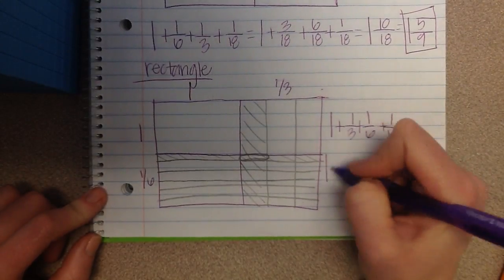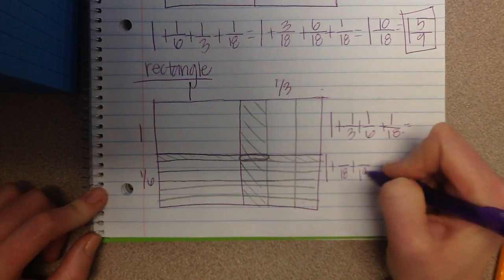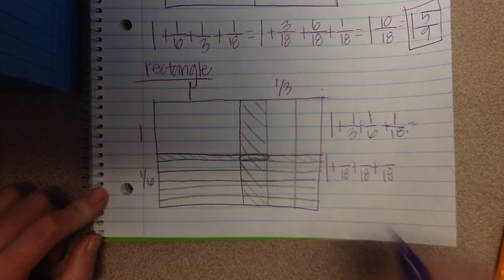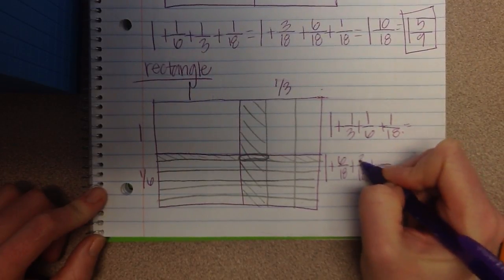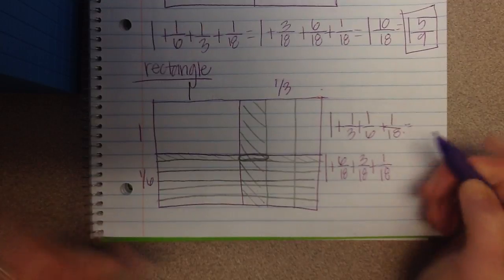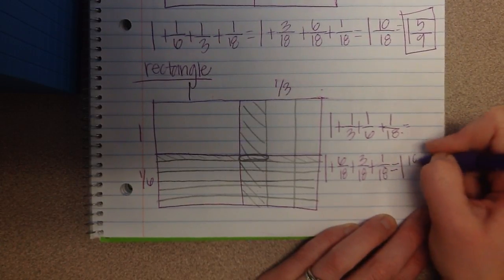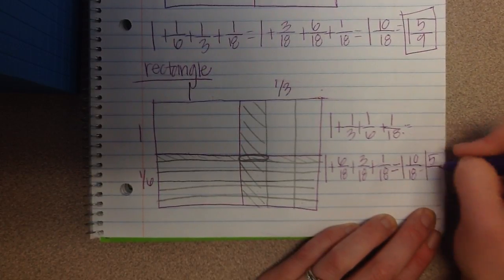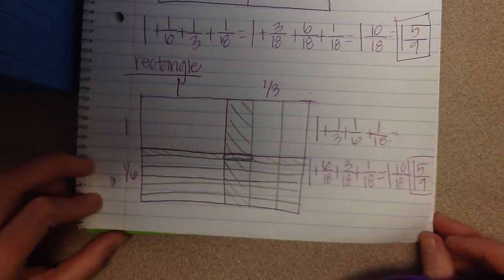Now, I'm going to add them all together. I know my common denominator is going to be 18. 3 got to 18 by 6. 6 got to 18 by 3. And 18 got to 18 by 1. And now I have 1 and 10/18, which equals 1 and 5/9. Okay? Oops, sorry, you can't really see that.